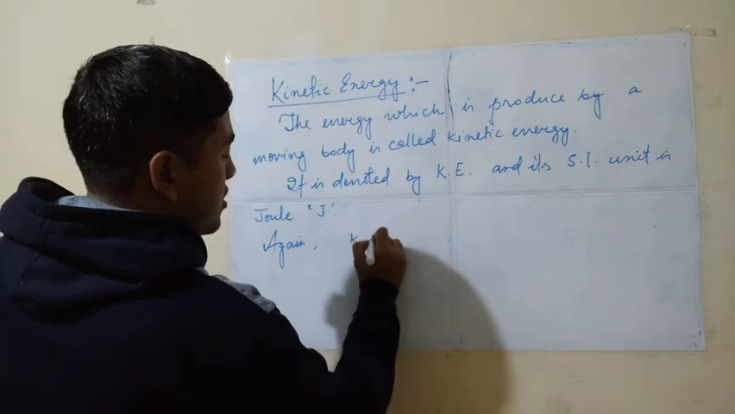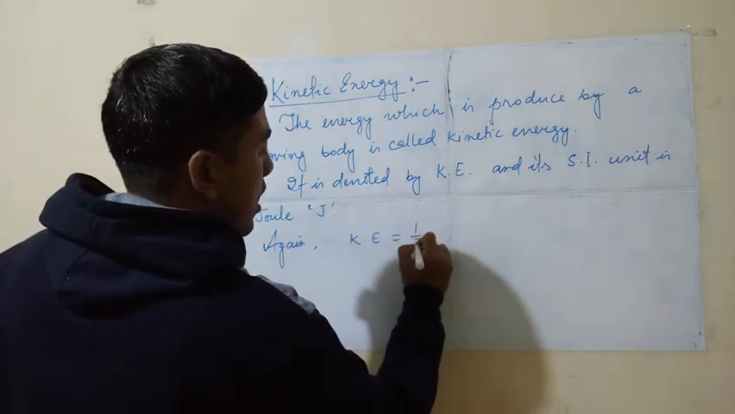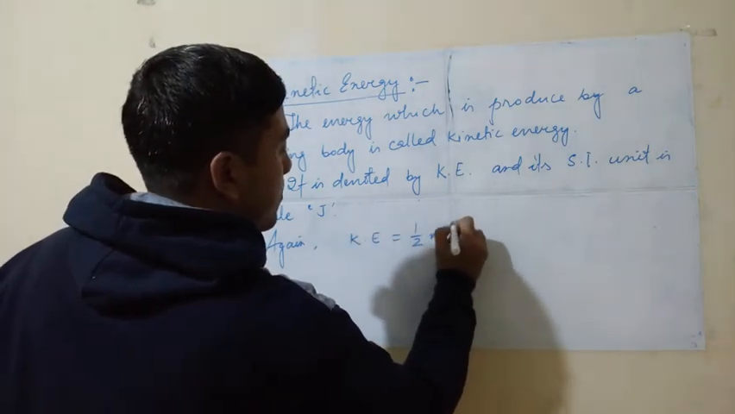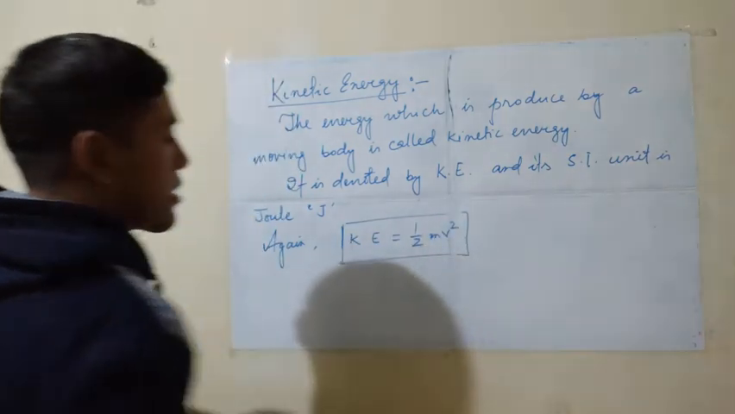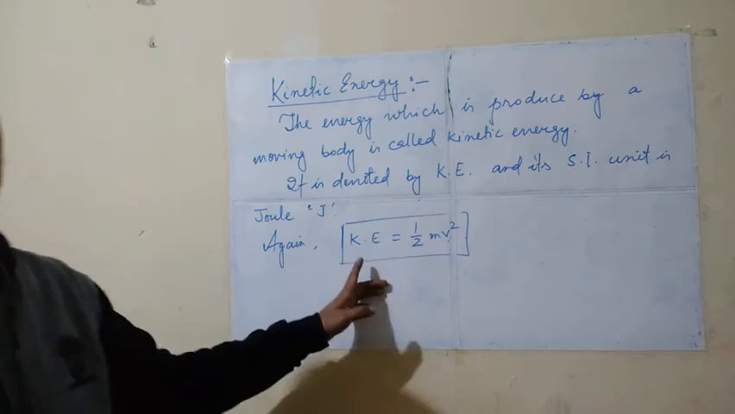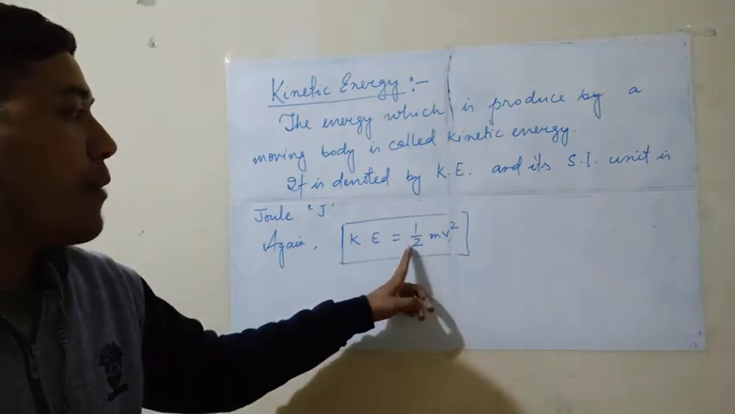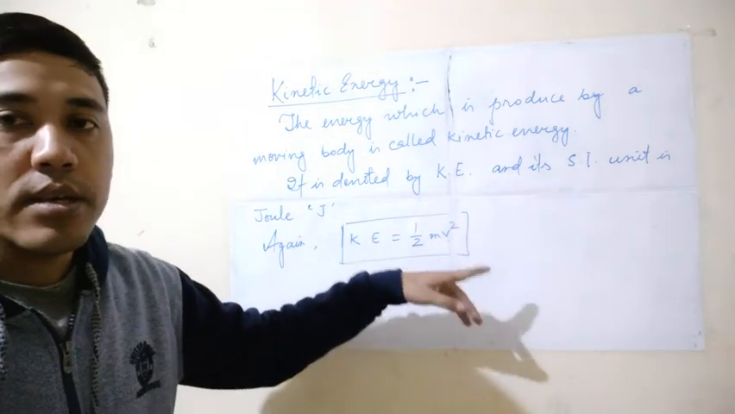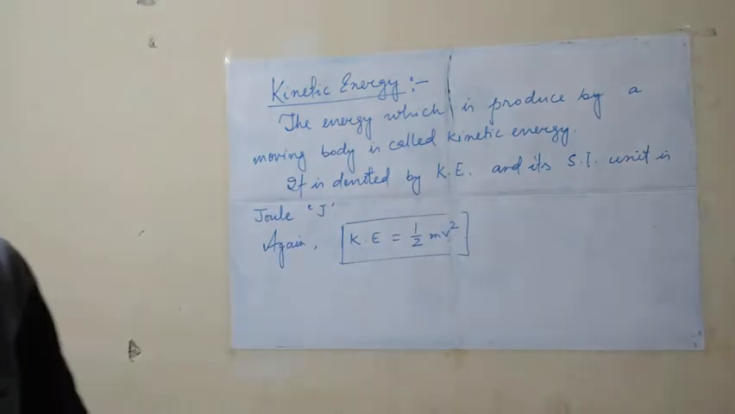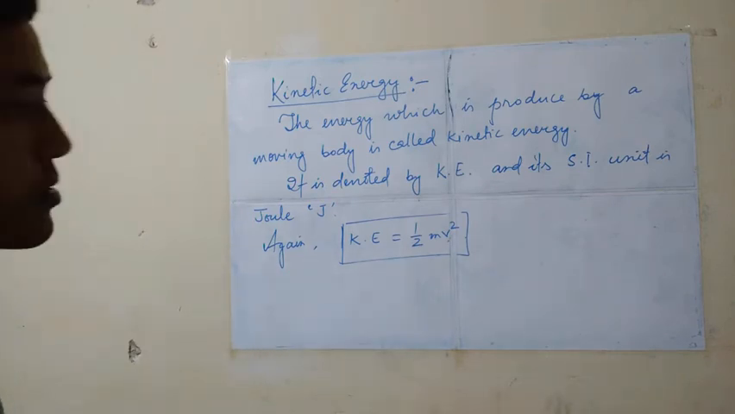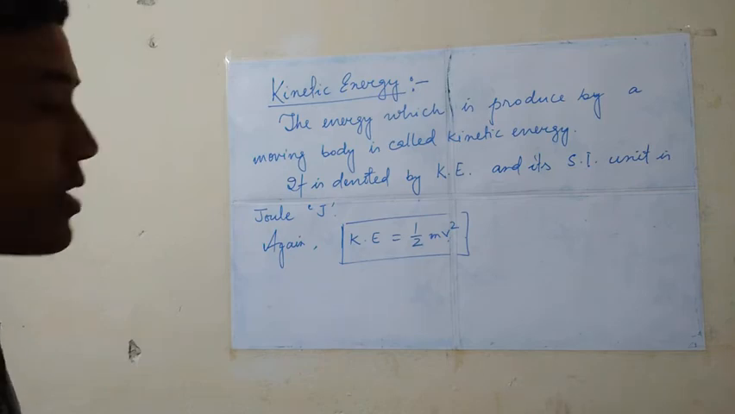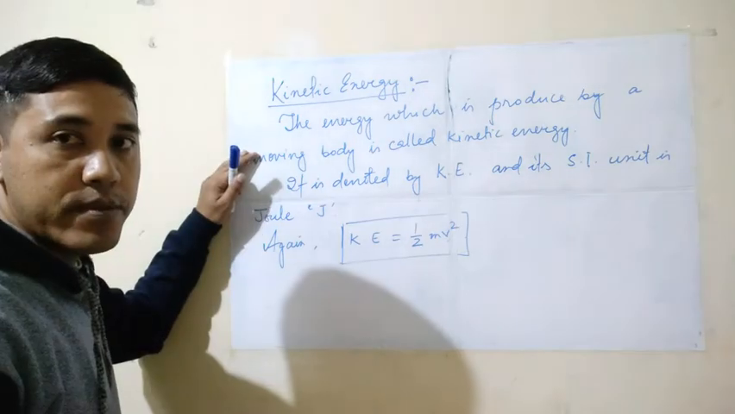Now, this is the most important thing: kinetic energy is equal to half mv square. We need to derive this equation. The value of the kinetic energy is equal to half into mv square. Please copy down this first page. Done? Okay.